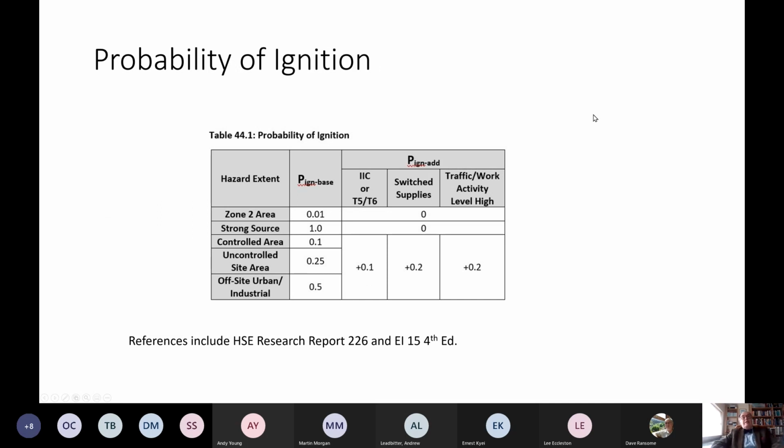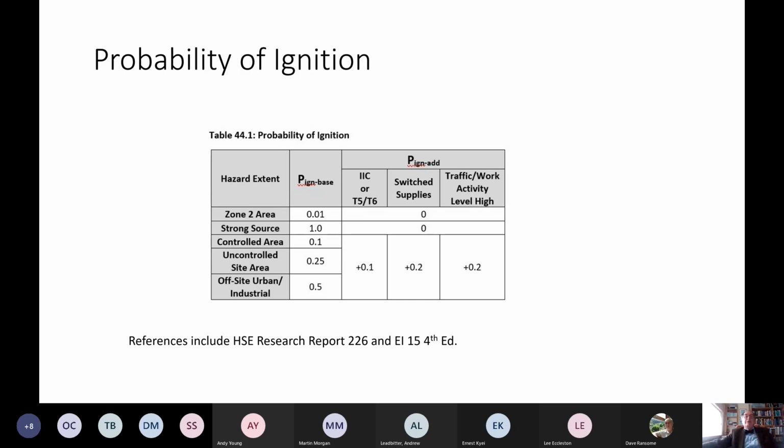Probability of ignition then can be a fraught area. There are a variety of papers and books and topics on this, but remembering that we're tackling LOPA here, so we have to accept that there is a high degree of uncertainty in all the numbers that we use. So there's really no point stressing over the third decimal place in any of this.